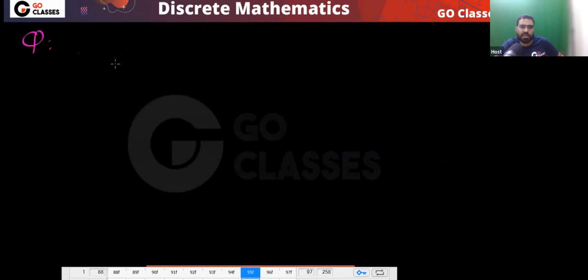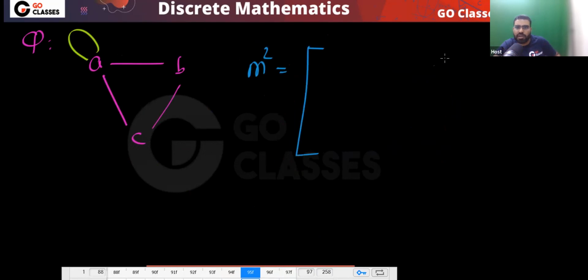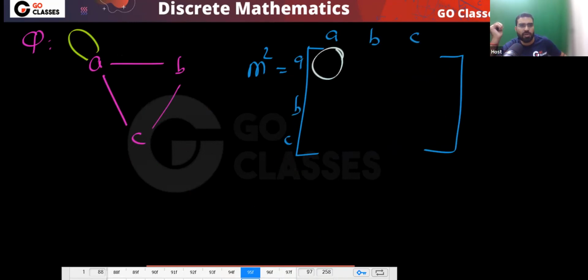If I give you another graph like A, B, C, this is the graph I give you, and let's assume this is the self loop. Now you tell me what your M square will be. Quickly tell me what your M square will be. Can you tell me what M square will be for this graph? So from A to A, how many walks of length 2? Either you can do this, or you can do this, or you can do this self loop. So the answer will be 3.